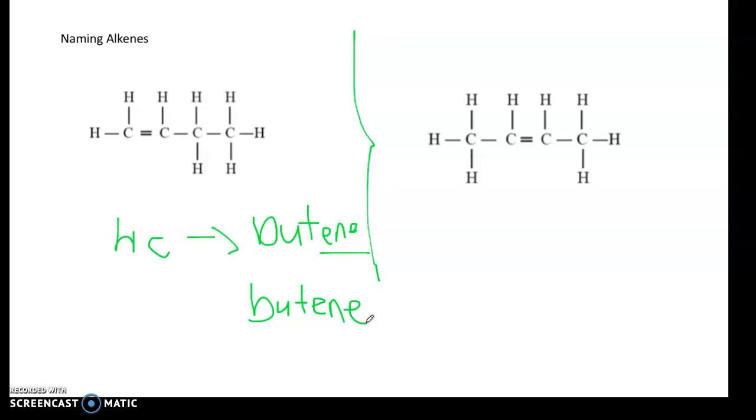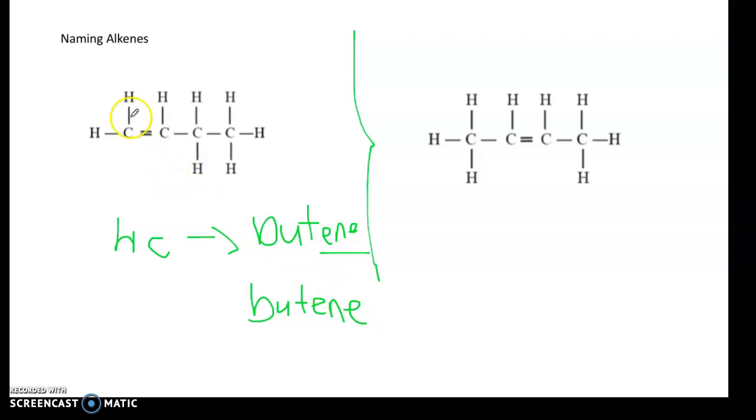And for us to be specific in our name, we need to know, where did you see this double bond? Where did you see it? What carbon was it located on? So, how do we determine what carbon it is located on? We're going to give the carbon a number. And that number is going to tell us what carbon it is located on.